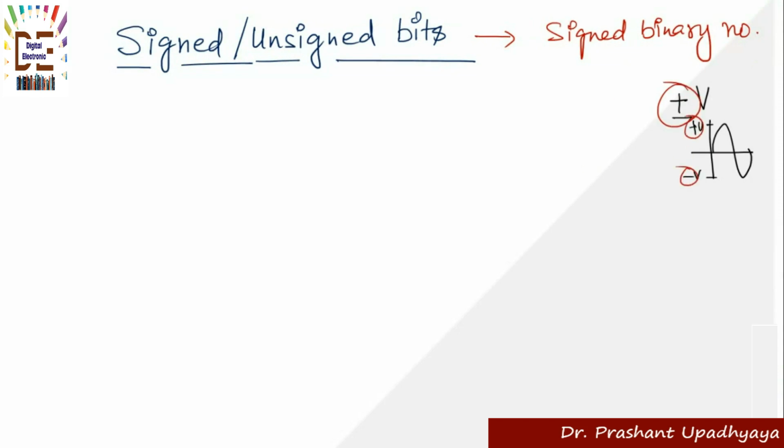But digital does not understand this plus and minus. It only understands zeros and ones, nothing other than 0 and 1. So the question arises: if it understands only 0 and 1, how can we represent a number as a positive number or a negative number? We have numbers, and that number will decide whether it is positive or negative.